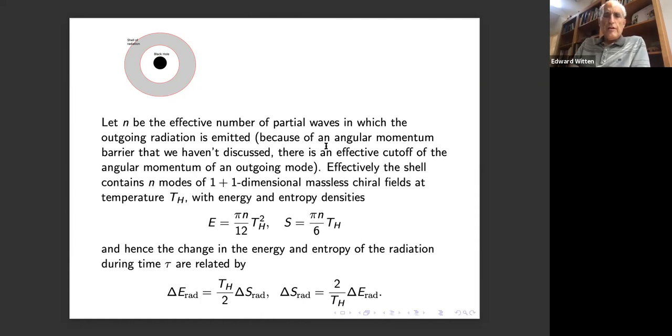Effectively, the shell contains N modes of 1+1 dimensional massless chiral fields at temperature T Hawking. So the energy and entropy densities are these from standard 1+1 dimensional formulas. So the change in energy and entropy of the radiation during time tau, well, if you compare these two formulas, you see that E is T over 2 times S. So delta E of the radiation is T Hawking over 2 times delta S of the radiation. Or in other words, delta S is 2 over the temperature times delta E. Where that 2 is important in a moment.